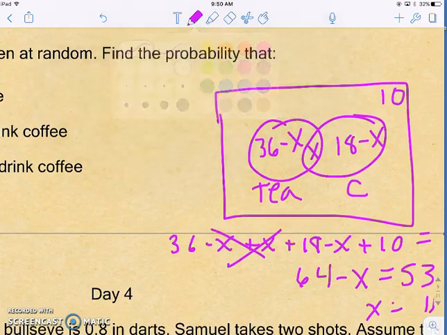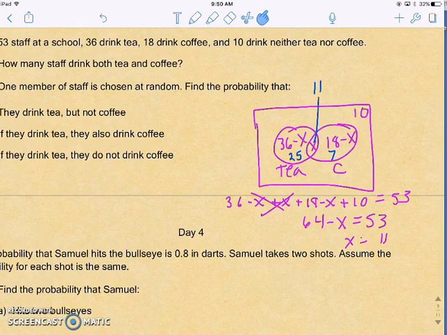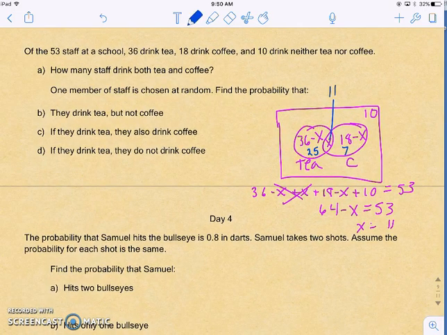So if we go back here and write those in, X is 11. So this would be 25. 18 minus 11 is 7. I'll double check here. 25 plus 11 is 36, 46, 53. So that adds up. So now we can take a look at our questions. How many staff drink both tea and coffee? Well, that's 11.